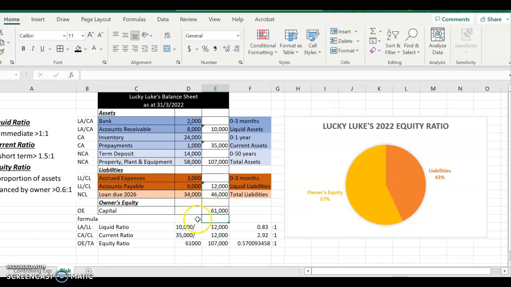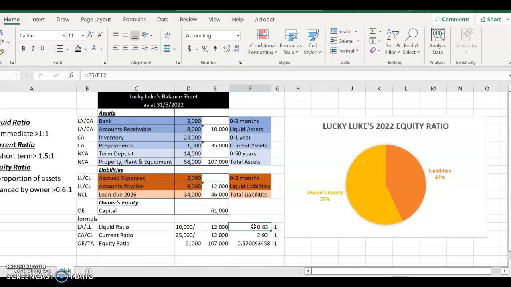Great. So first thing to do is calculate your liquid ratio. So liquid assets, that's these two, 10,000, divided by your liquid liabilities, that's these two, 12,000. And you can see the formula is 0.83 to 1. That means in 2022, for every dollar of the bottom line of the equation, liquid liabilities, Lucky Luke's has 83 cents of liquid assets to cover it, which means they may have difficulty paying their immediate debts.